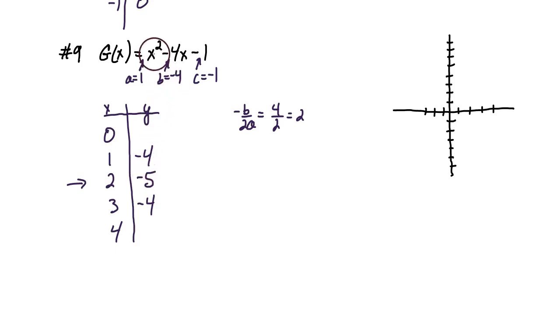Now let's fill in 4. 4 squared is 16, 4 times 4 is 16, and those subtract to make 0. And then when we minus 1, we get negative 1, and this is negative 1. So 2 comma negative 5 is the vertex. 1, 2, 3, 4, 5. We also have dots at 1 comma negative 4, and at 3 comma negative 4. And we have dots at 0 comma negative 1, and 4 comma negative 1. And draw in the branches.